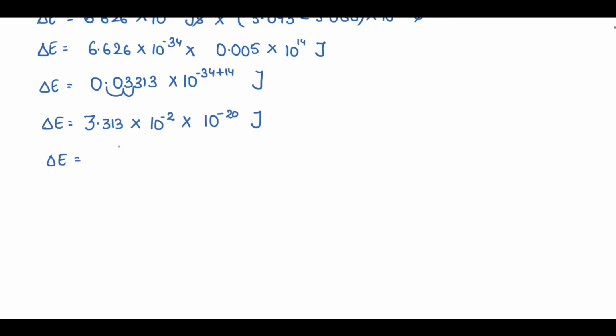Again, these two powers are in multiplication, so you can simply add them. So delta E equal to 3.313 into 10 raised to power minus 2 minus 20 joule. Minus 2 minus 20, it will be minus 22. Delta E equal to 3.313 into 10 raised to power minus 22 joule. That means the energy difference between two excited states is 3.313 into 10 raised to power minus 22 joule.